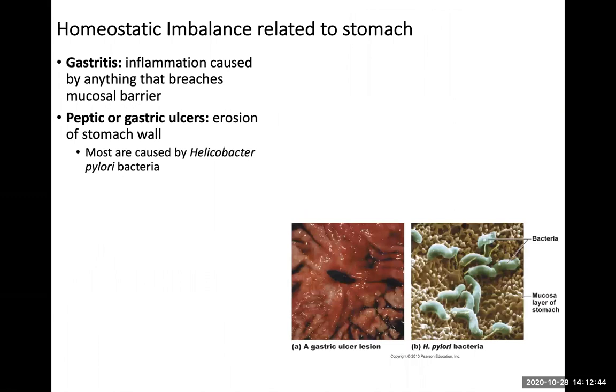Okay, so I'm not going to spend a lot of time on this slide. I just want to say gastritis is the general term used to describe inflammation associated with the stomach. Gastritis can lead to the development of what we call peptic ulcers, which is erosion of the stomach wall. Many of these ulcers are caused by a bacteria called H. pylori. We don't have time to spend on it, but it's interesting if people want to go look it up.